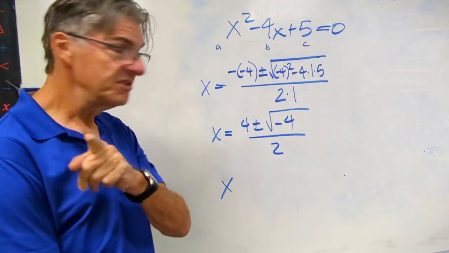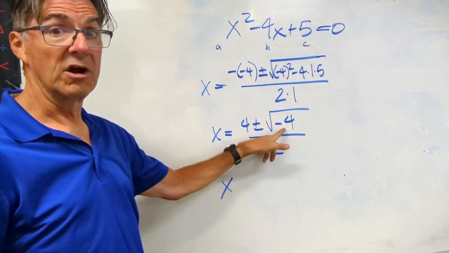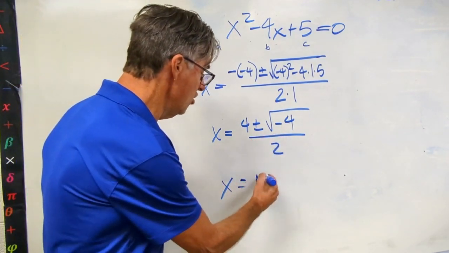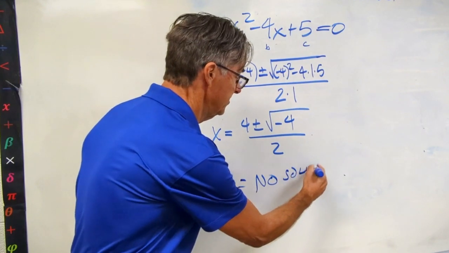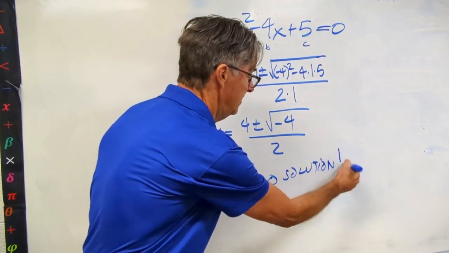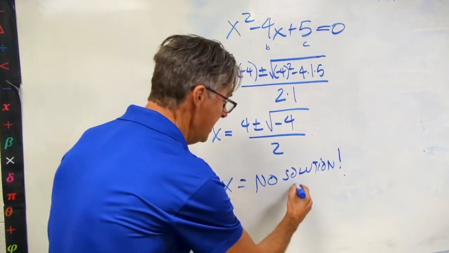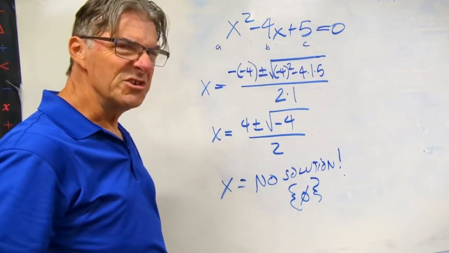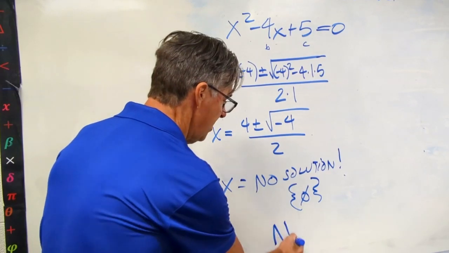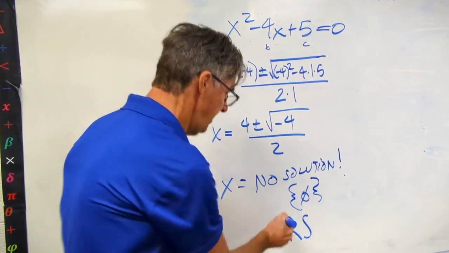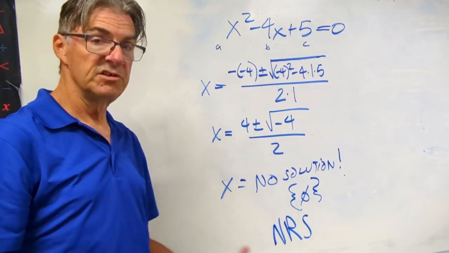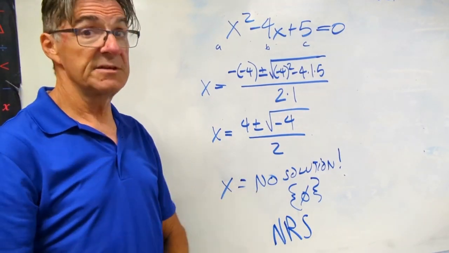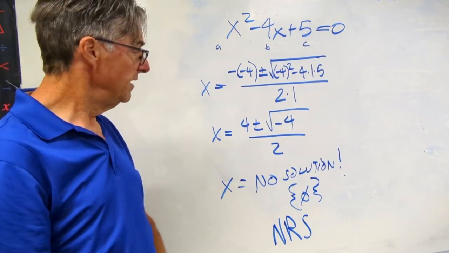Okay, that was a trick question. Root negative 4. We don't do that. This is no solution. Sometimes we write that as the empty set. You might see that somewhere. We also use a handy abbreviation, NRS. That means no real number solution. There is an imaginary solution for this function, but it's not something we can graph on the coordinate plane.